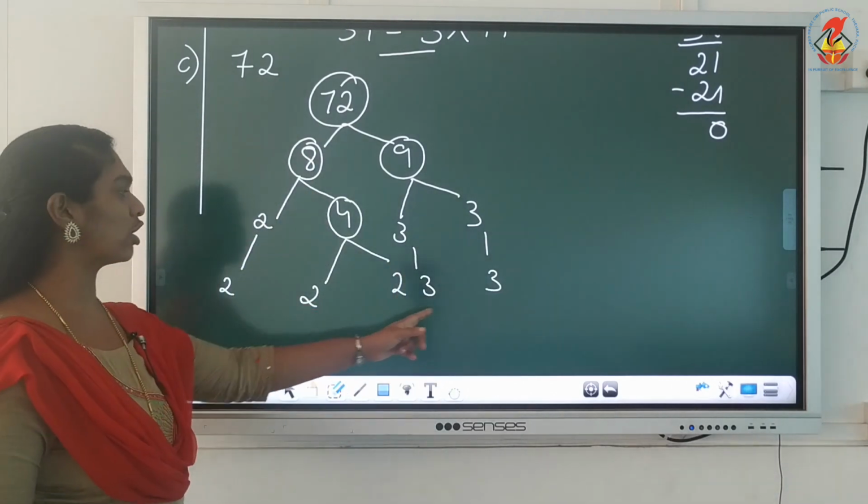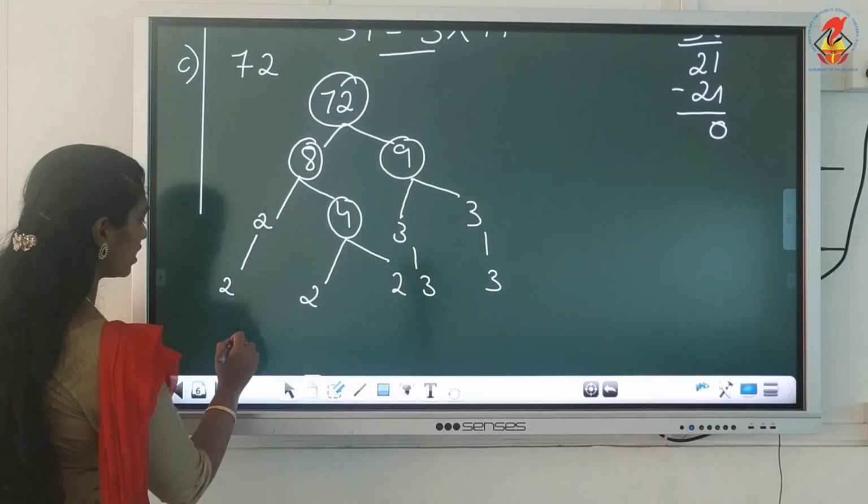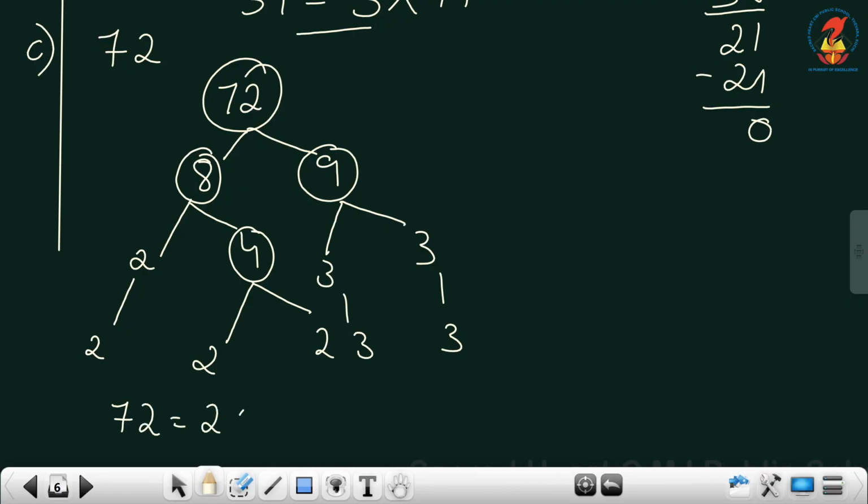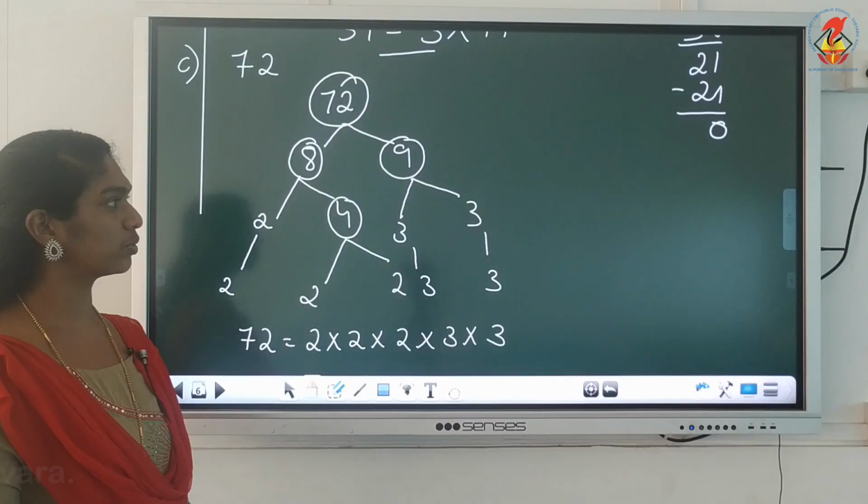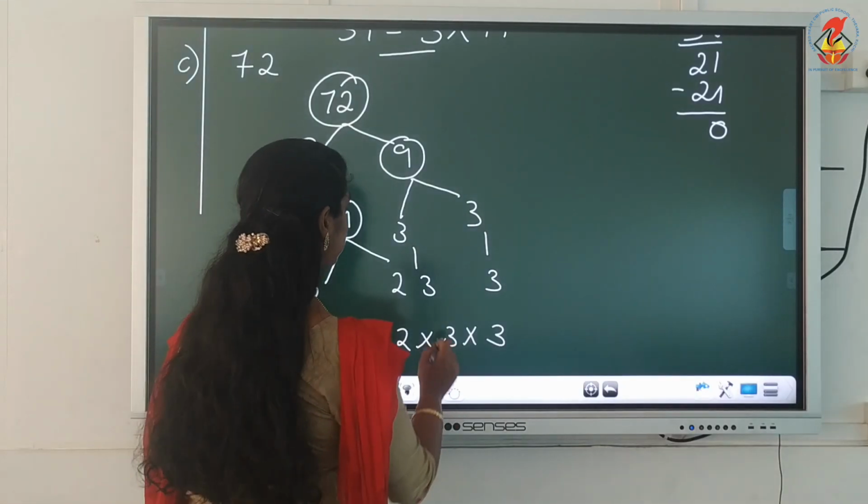So finally I got the prime factors. So I can write 72 equal to 2 into 2 into 2 into 3 into 3. 2 into 2 into 2, that is 2 into 2 is 4, 4 into 2 is 8. 3 into 3 is 9. So 8 into 9, I got 72. I'll show you another one.